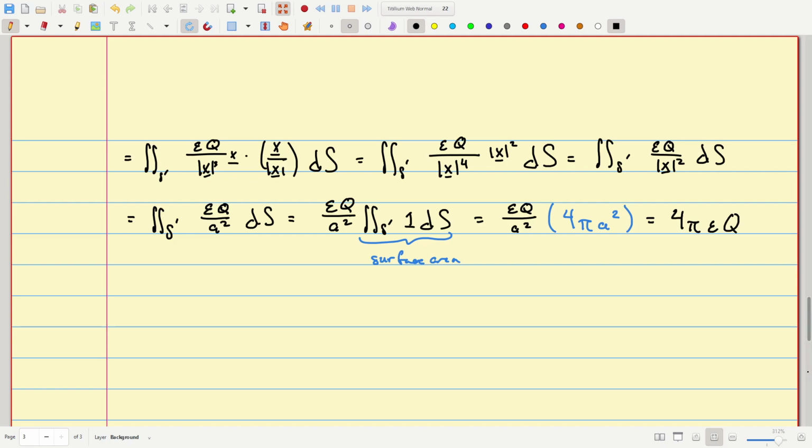And we have shown that the flux through the boundary of any closed surface where the charge is concentrated at the origin is given by 4 pi epsilon q, where epsilon is the permittivity constant.